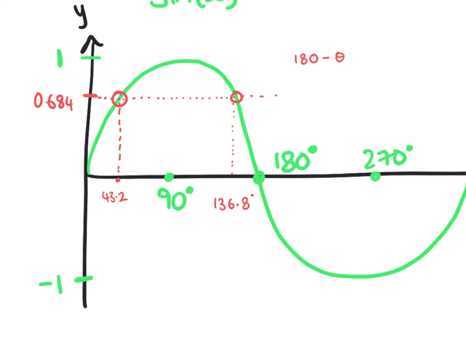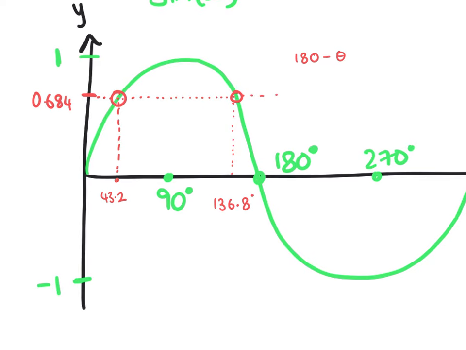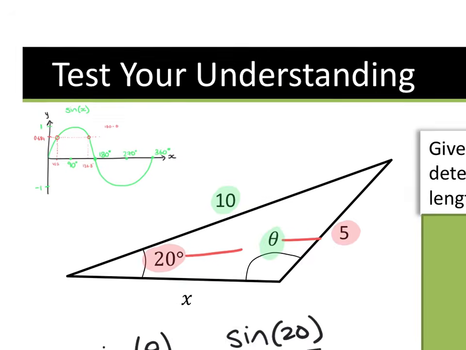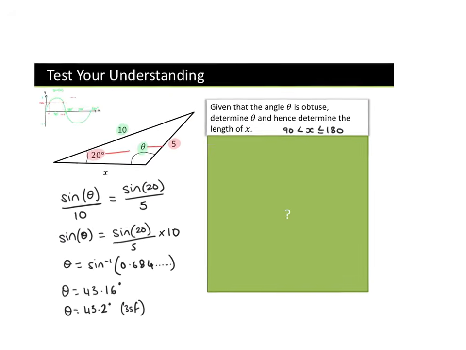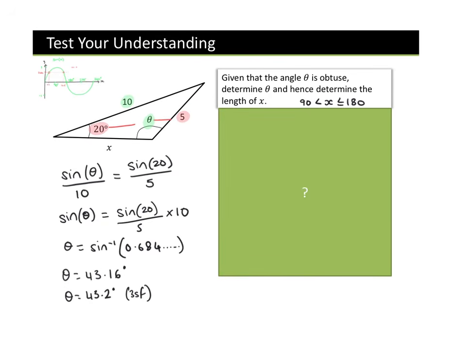So we're using symmetry, and this is something that's a little bit new that we will go into. So even though our angle is 43.2, the obtuse angle is in fact 136.8 degrees. This is the angle I'm going to use, okay?